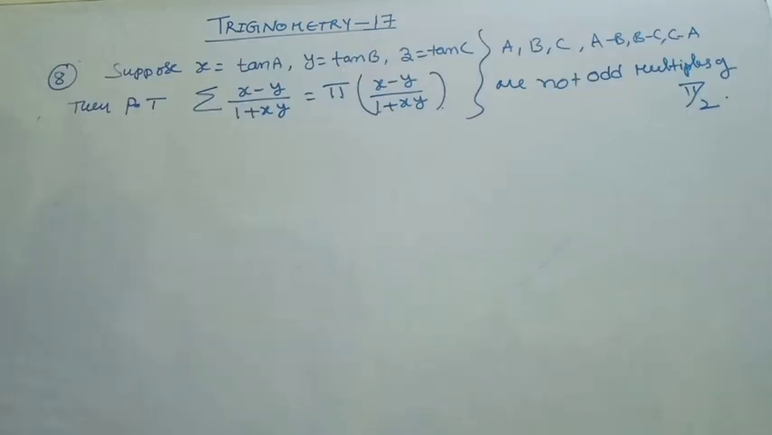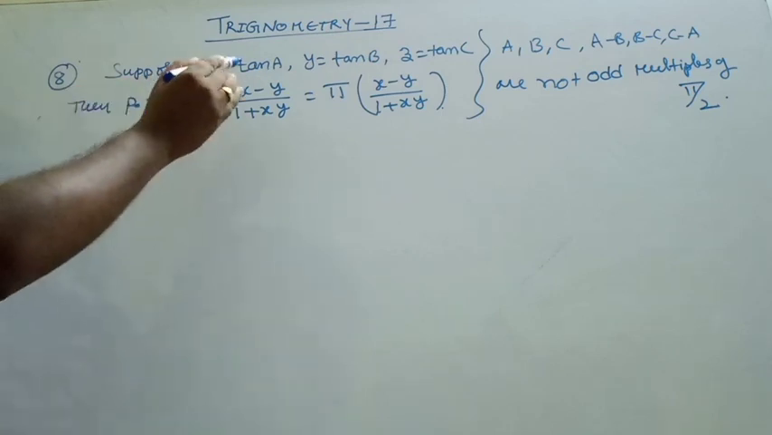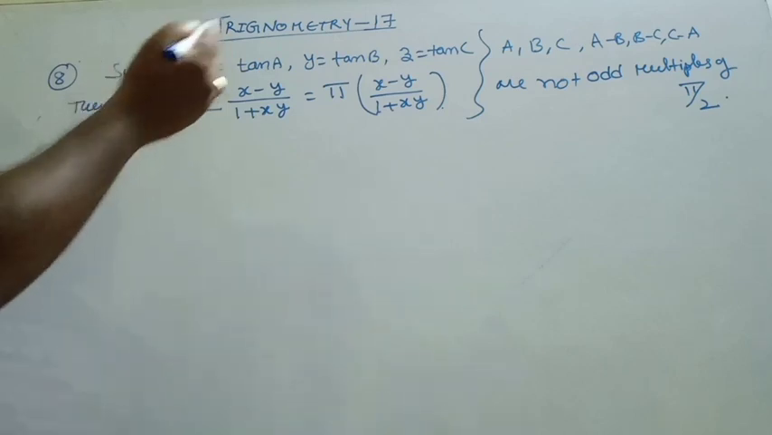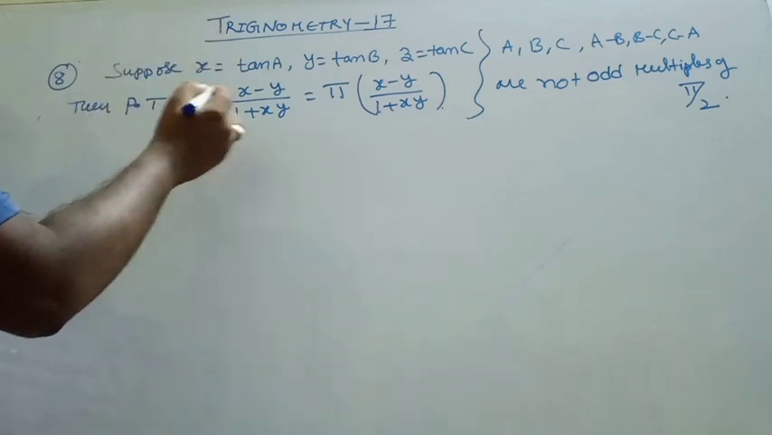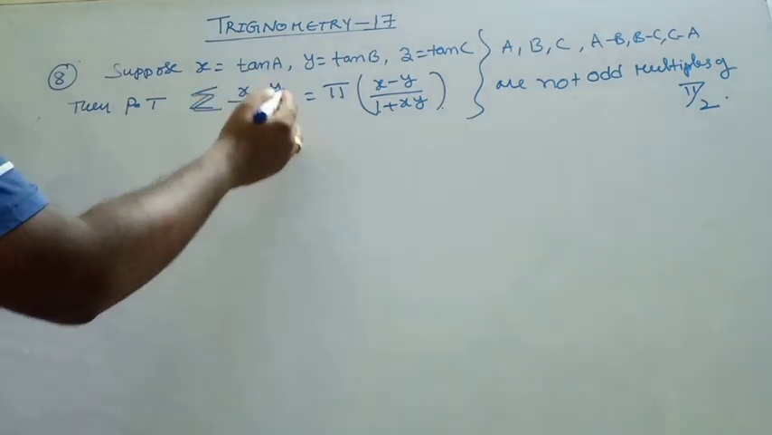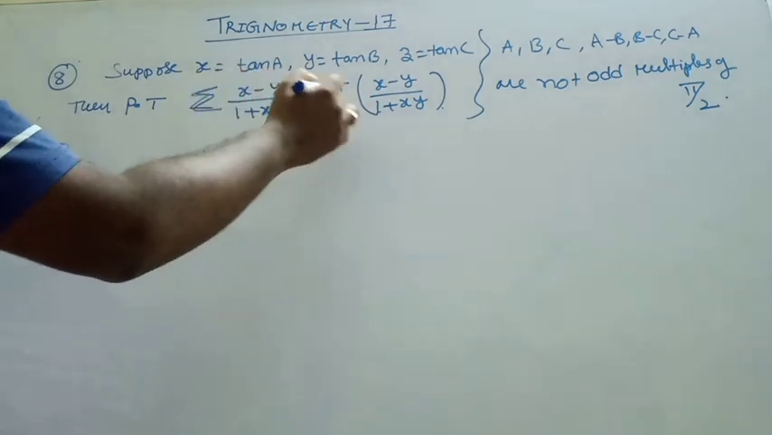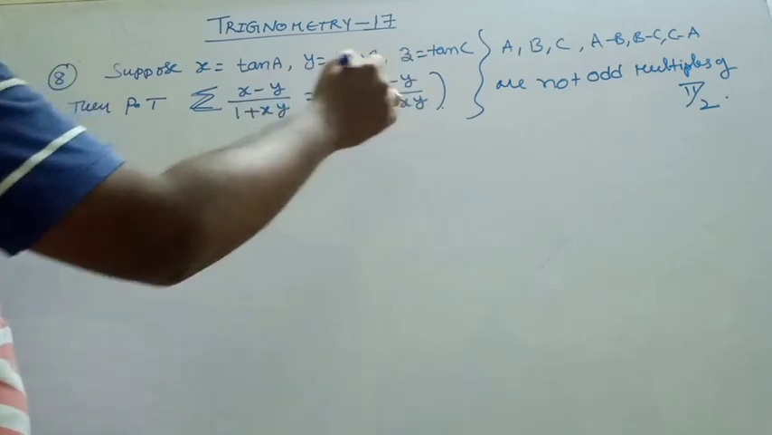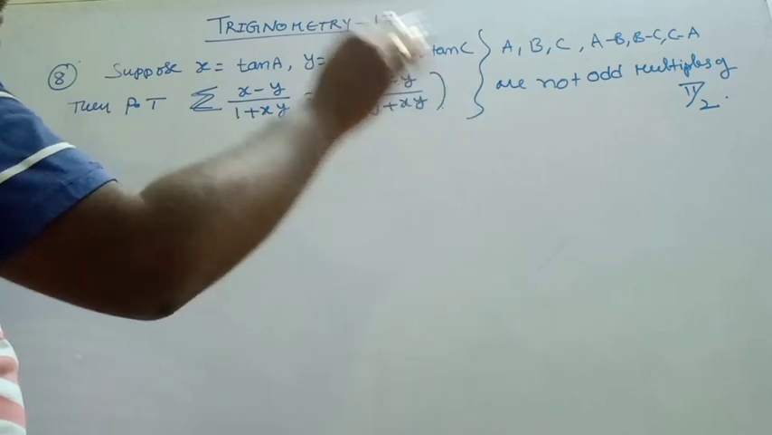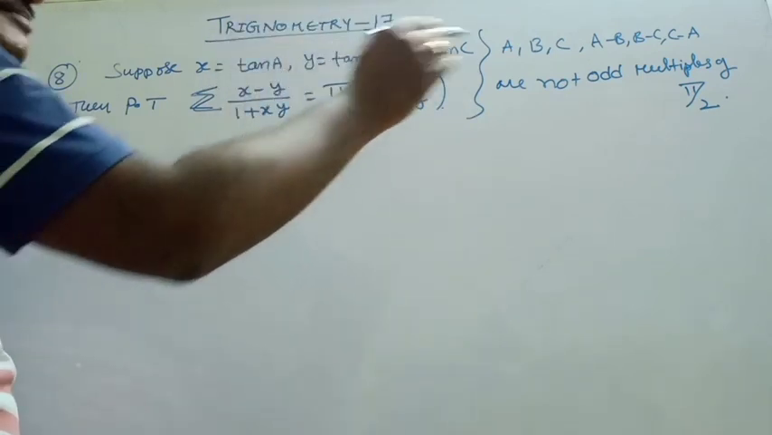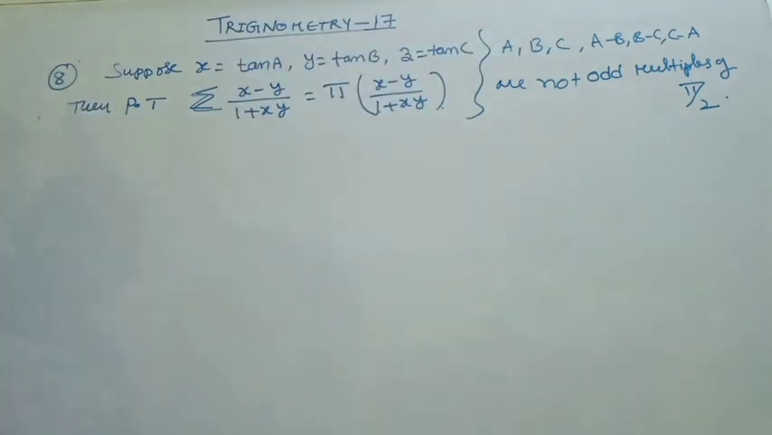Next we have one more interesting and fabulous problem, the 8th one. Suppose x is equal to tan A, y equal to tan B, z is equal to tan C. We need to prove that sigma of (x minus y) by (1 plus xy) is equal to pi of (x minus y) by (1 plus xy), where A, B, C, A minus B, B minus C, C minus A are not odd multiples of 90 degrees. They are not odd multiples of 90 degrees, right? This is what we are having here.